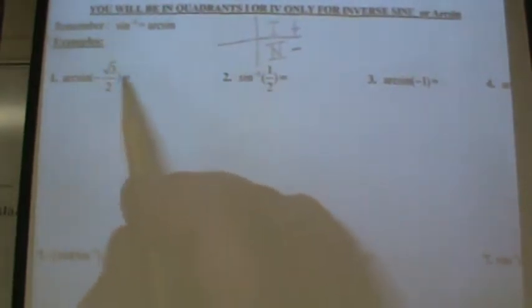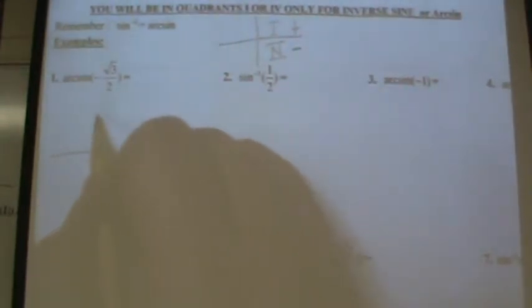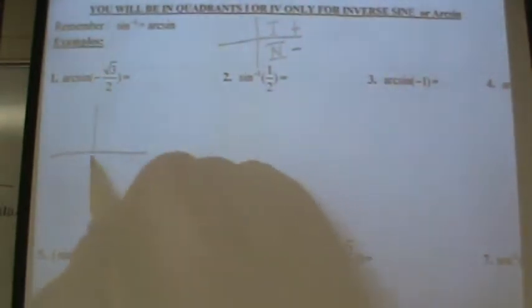So for number 1, we want to find the arc sine of negative root 3 over 2. Just a reminder again, we're only looking at quadrants 1 and 4. So if it's negative, where are we going to be? We're going to be in 4, and if it's positive, we're going to be in 1. So positives are in 1, negatives are in 4. So we need to find where negative root 3 over 2 is. We just said that our negatives are going to be in quadrant 4.